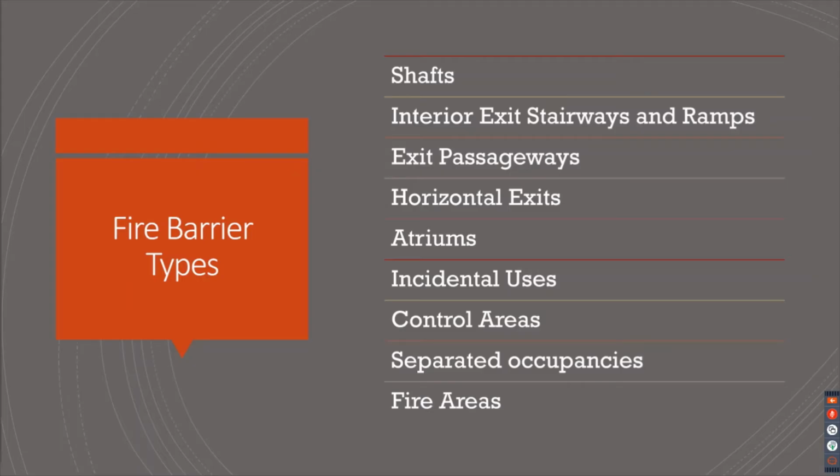I know I just said it, but I said it again because it's always forgotten. So what are your fire barrier types? Shafts, interior exit stairways, and if you have interior ramps, and then exit passageways, horizontal exits, atriums, incidental uses, control areas, separated occupancies, and fire areas. These are all types of conditions where you would need a fire barrier.